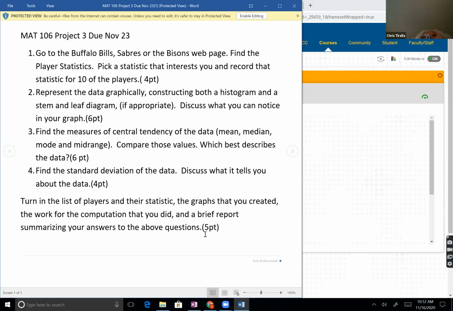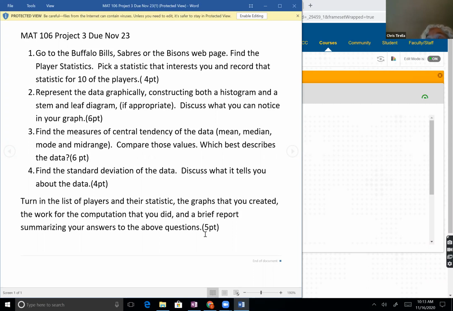If anybody wanted to do data with respect to the election, I guess that would be acceptable. Whatever floats your boat, folks. I'm just looking for you to do a statistical analysis of a data set, and I'm suggesting the sports teams because I know that's easily accessible. But if you want to do a deep dive for some other data that interests you more, fine. I'm looking for histogram, stem and leaf diagram, mean, median, mode, mid-range, standard deviation, and what does all that tell me?